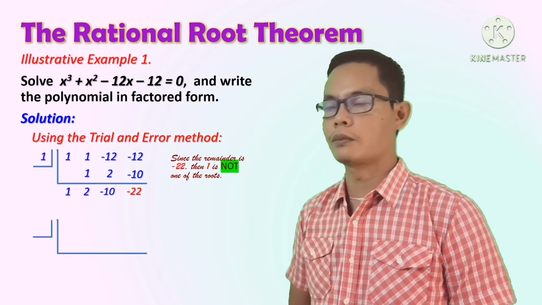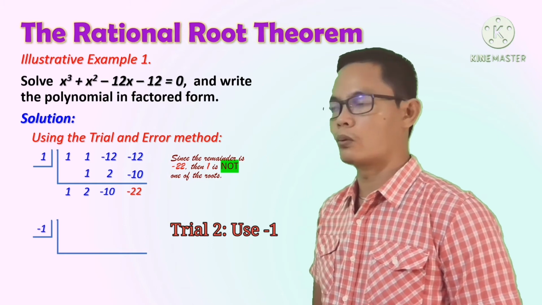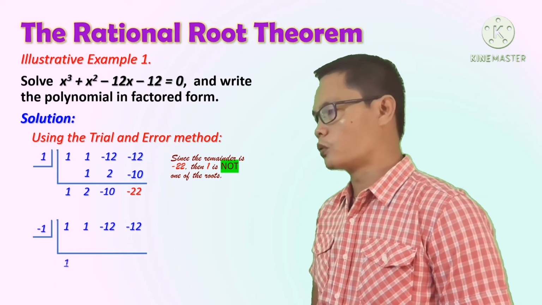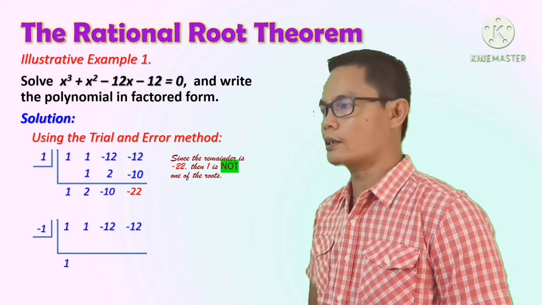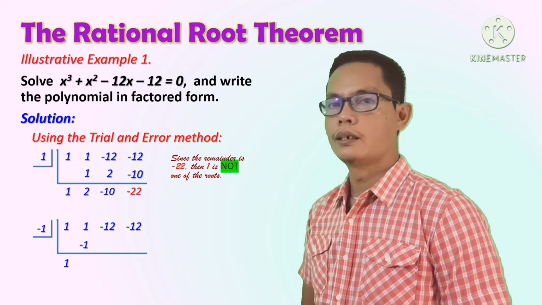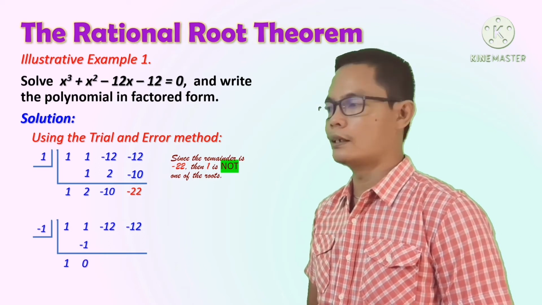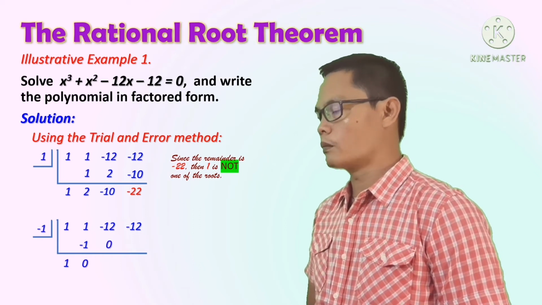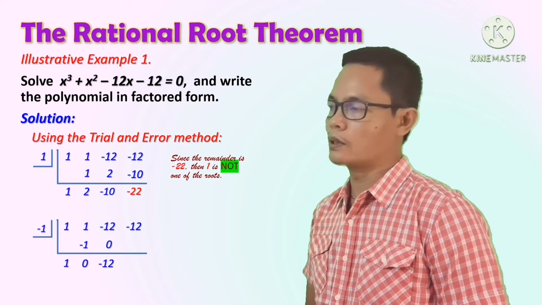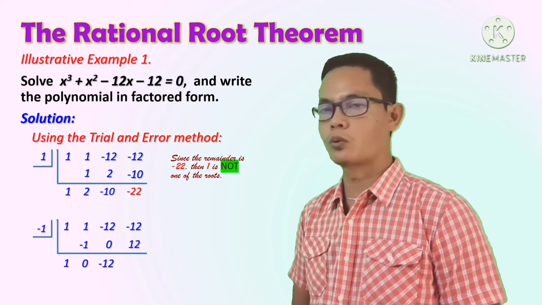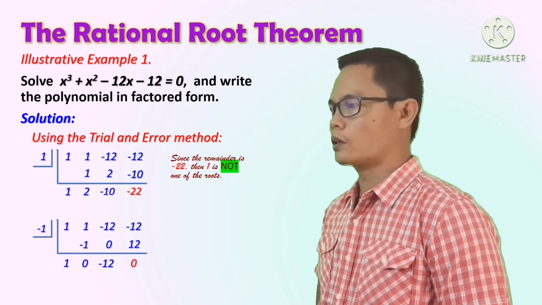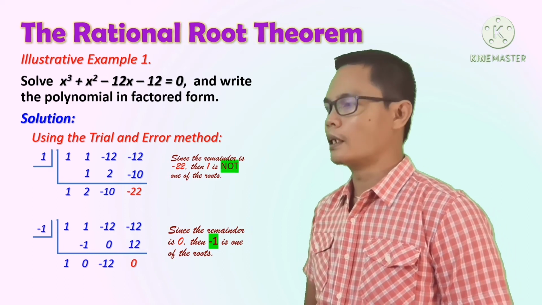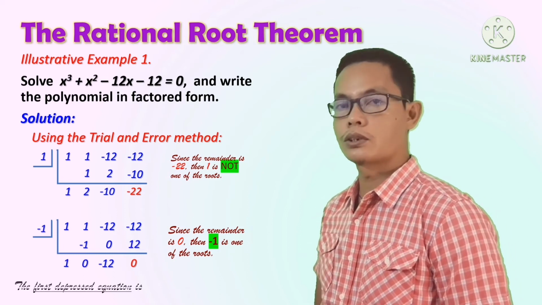Let's proceed to trial number 2. The divisor will be negative 1. So, the same coefficients: 1, 1, negative 12, and negative 12. First line 1, multiply by the divisor negative 1, we have negative 1. So, the sum of positive 1 and negative 1 is 0. 0 times the divisor negative 1 is 0. Then negative 12 and 0 is negative 12. Negative 12 times negative 1 is positive 12. The last line, sum of negative 12 and 12 is 0. Since the remainder is 0, therefore, negative 1 is one of the roots of the equation.